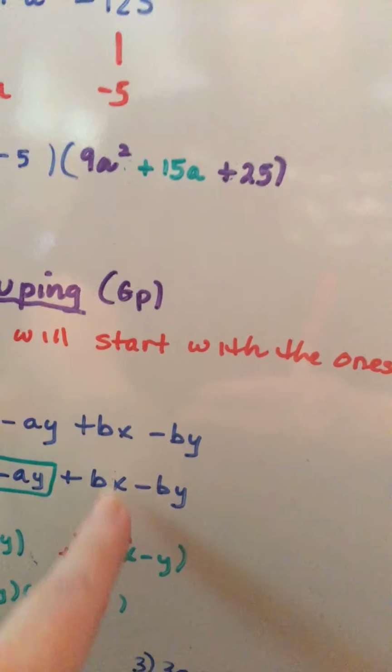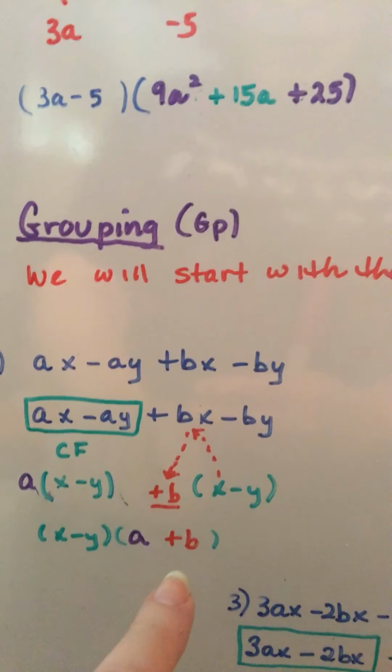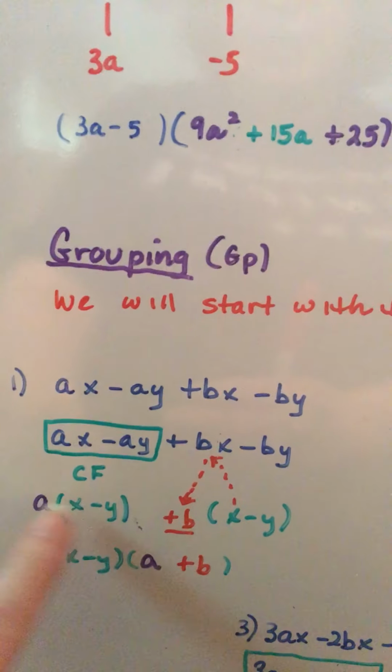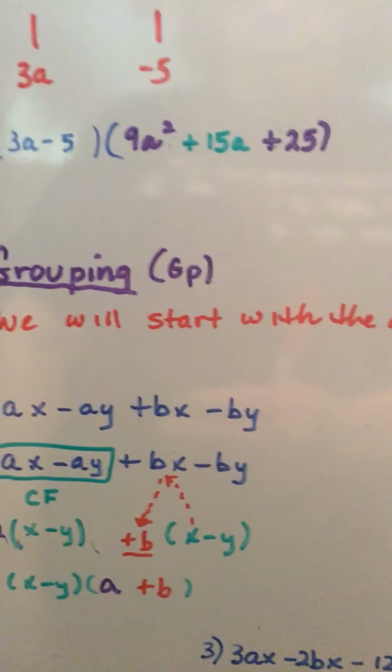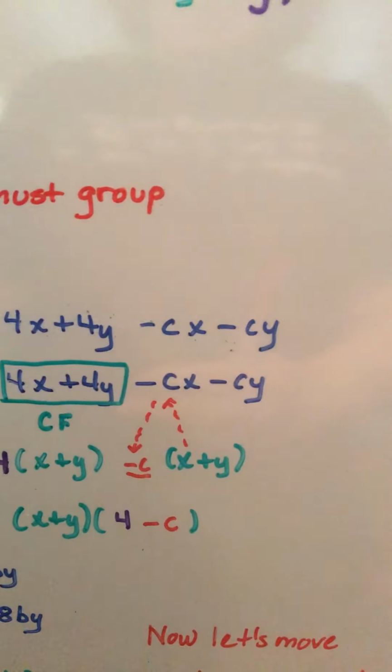X times what gives me bx is plus b. I formed it. Technically, what am I doing? I'm factoring out the x minus y, and the leftovers are a plus b. But that gets confusing as the problems get messy.